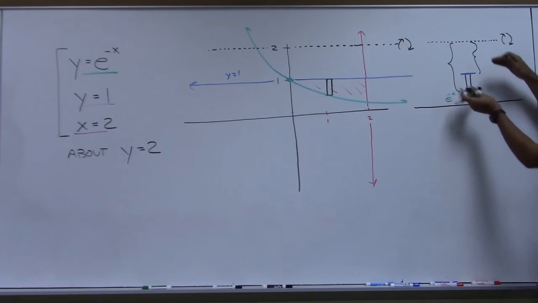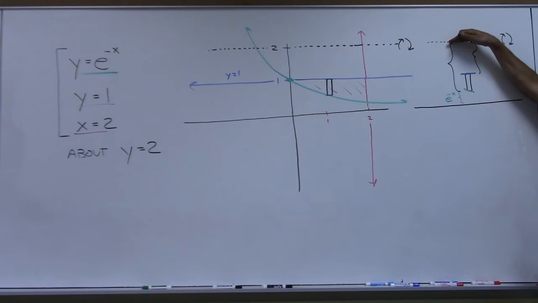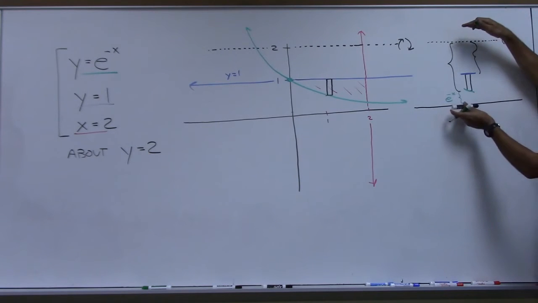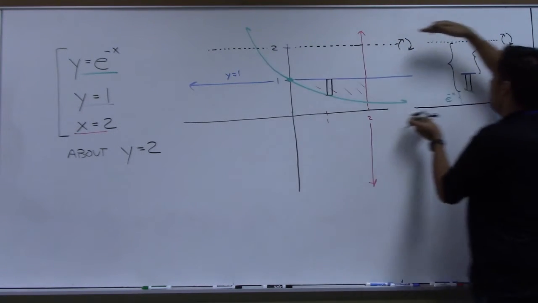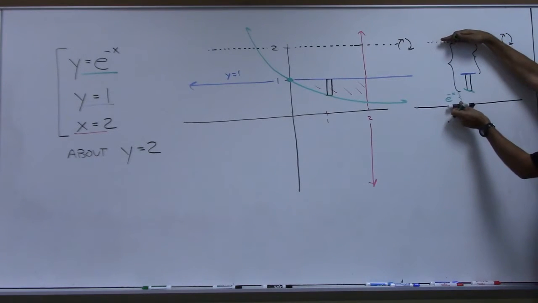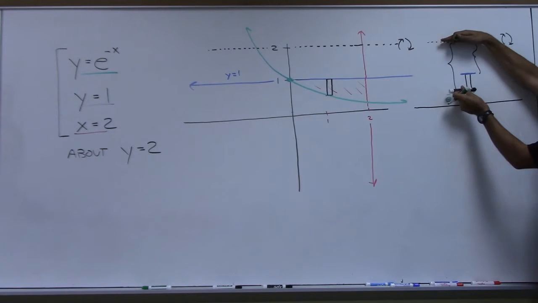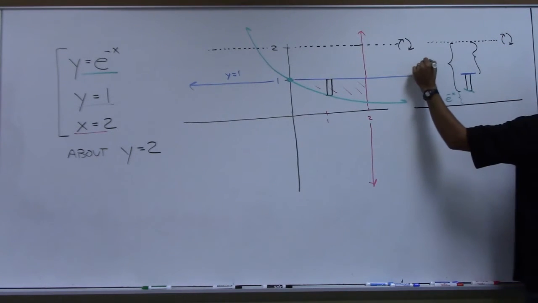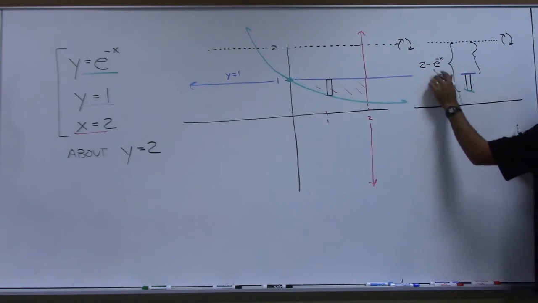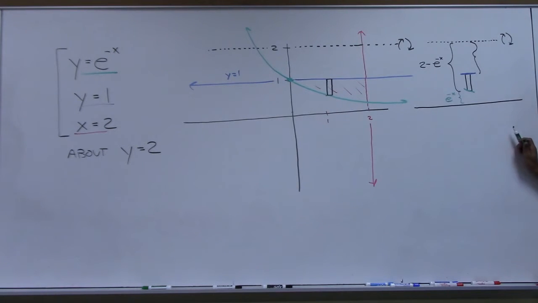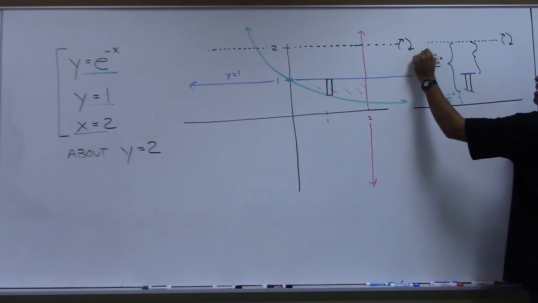The distance from here to here is what? 2 minus... see, because from the x-axis to here is what? 0 to 2. It's 2, right? So if from here to here is 2, then from here to here is 2, take away the e to the x. So this is 2 minus e to the negative... I said e to the x, e to the negative x is what I meant to say. Do you all see that? That is your outer radius.